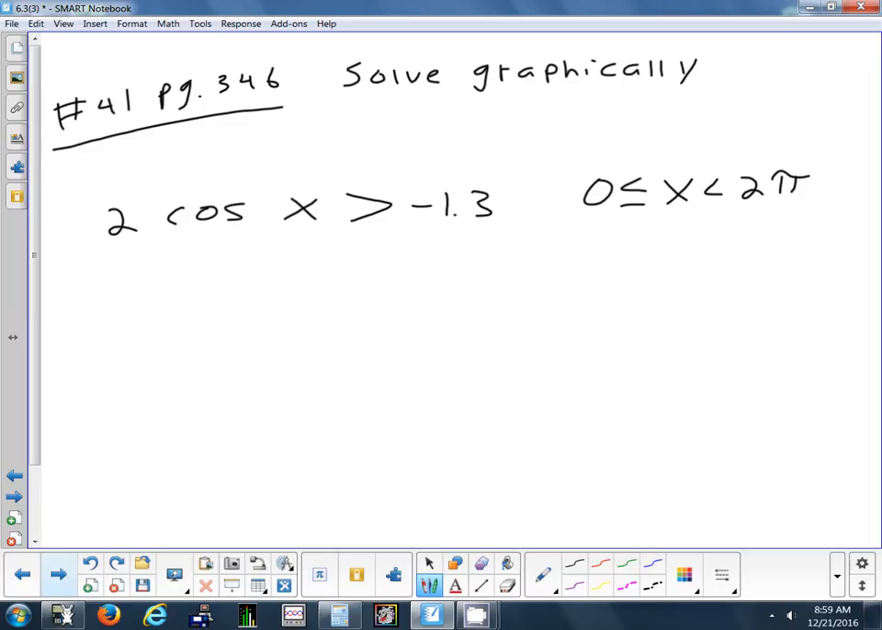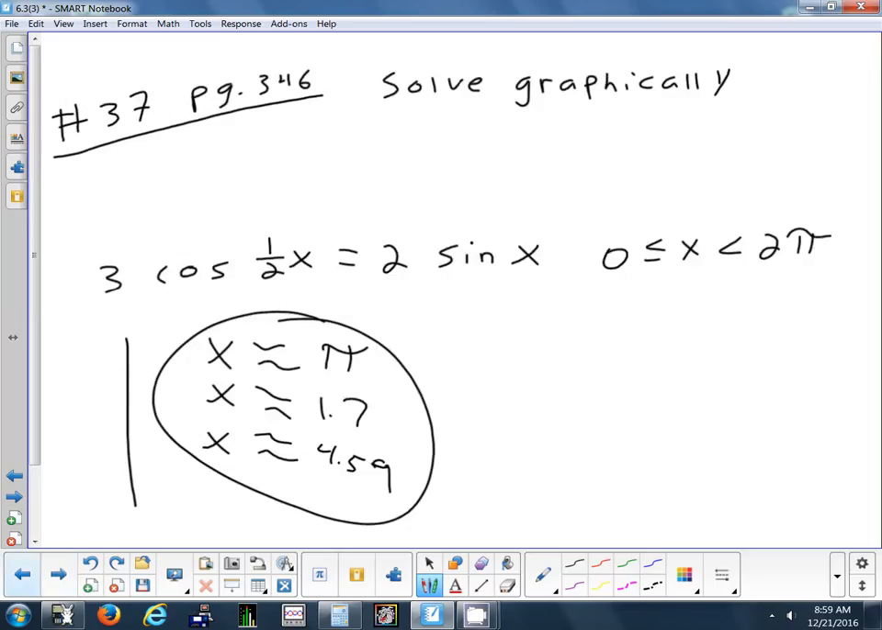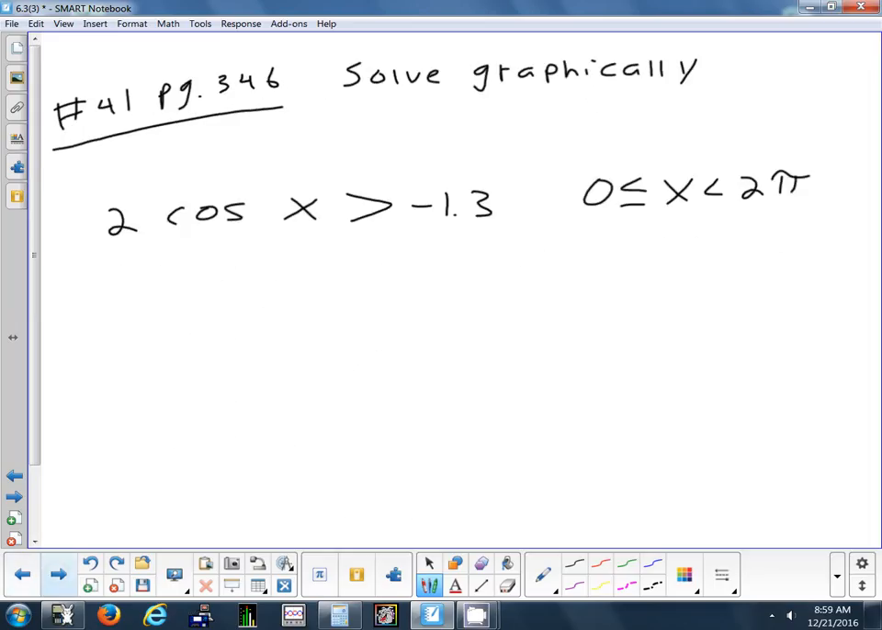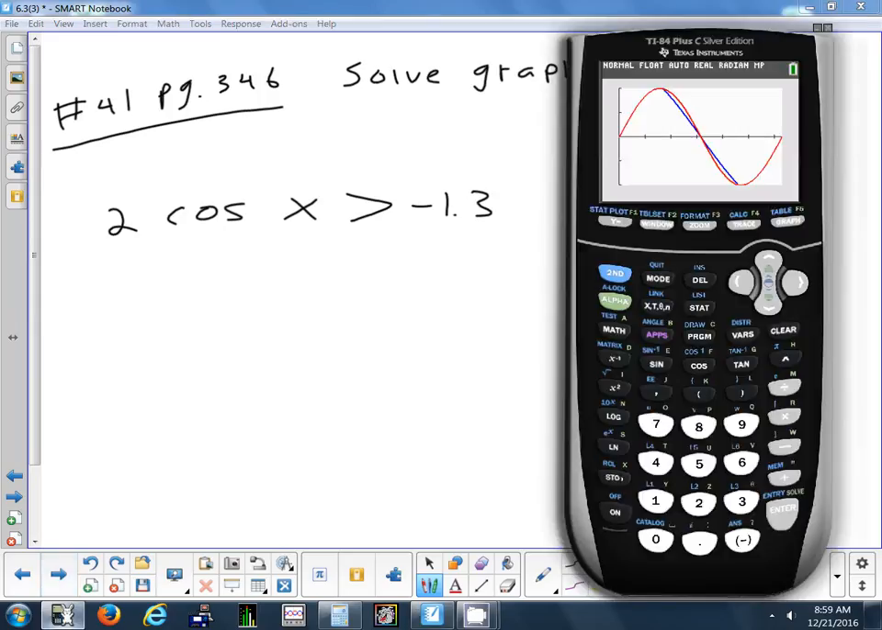So what's different about the solution here? Well, what kind of solution do you get when you do an inequality? You get a range of values. You get an interval. So the answer here is not just x is about 1.7. It's going to be an interval between two numbers. All right, but we still do it the same way. Put 2 cosine x, negative 1.3. And I'm looking for where the trig function is above 1.3.